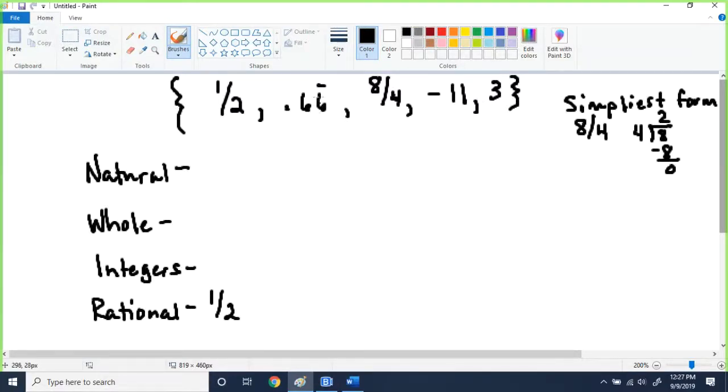0.66 repeating decimal will also go into the rational category as repeating decimals. 8/4, or 8 divided by 4, is really a positive 2 for the answer. So that's going to be a natural number, a whole number, an integer, and a rational number.